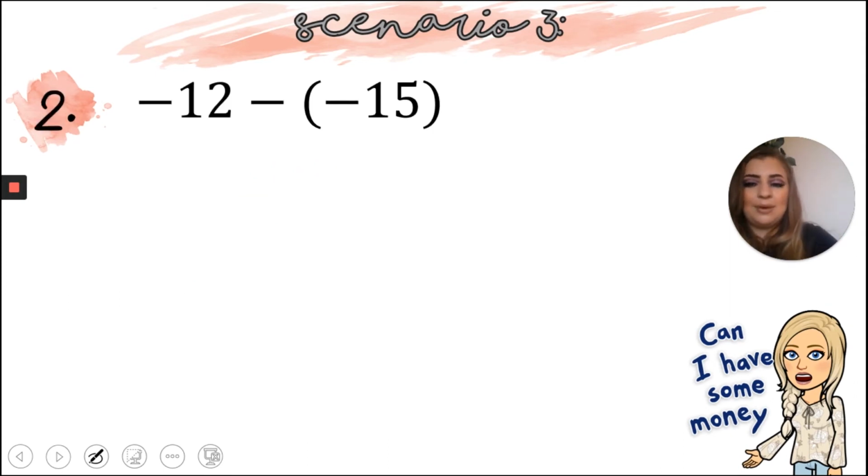Okay, let's try it with our next one. This one, I'm negative $12 and I'm getting a payment. Let's say I'm negative $12 in debt. And I make a payment to my card of $15. So I'm getting rid of negative $15 in debt. So I'm at negative 12, and this is really me making a payment of $15.